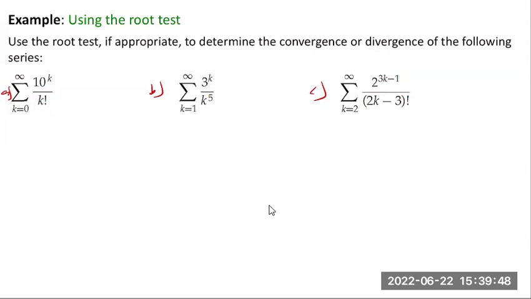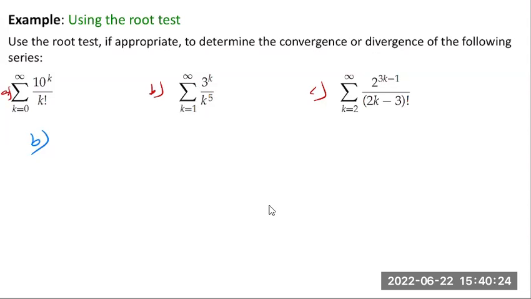The root test is appropriate for series which involve exponential terms. As you can see, this series involves exponential terms. Here you have some sort of exponent, and here also some sort of exponent, right? So if exponents are involved, then the root test might help you determine the convergence. This is the only example that we can use the root test for in this case. So let's apply the root test to part B.